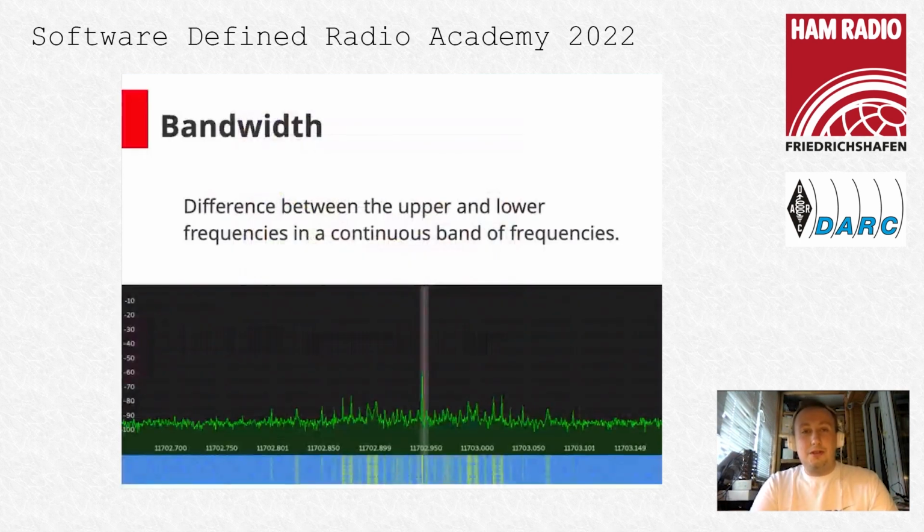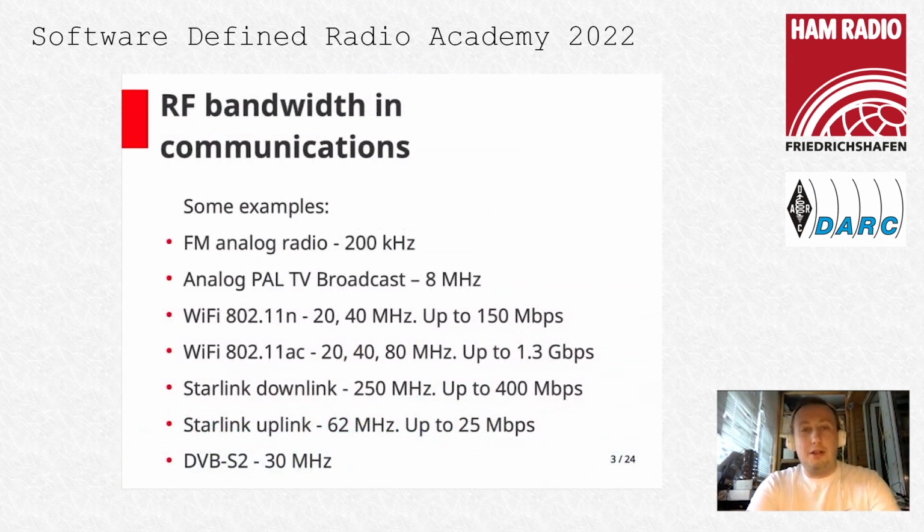So yeah, first let's talk about bandwidth. What is bandwidth? Bandwidth is just the difference between the upper and lower frequencies on some continuous band of frequencies. That's true for any kind of electromagnetic radiation, both radio waves and visible light. For example, our eyes have a bandwidth of 400 nanometers, so we can see the light from blue to red. The same thing is in radio communication, where we can have a receiver that could receive some frequencies in some specified bandwidth.